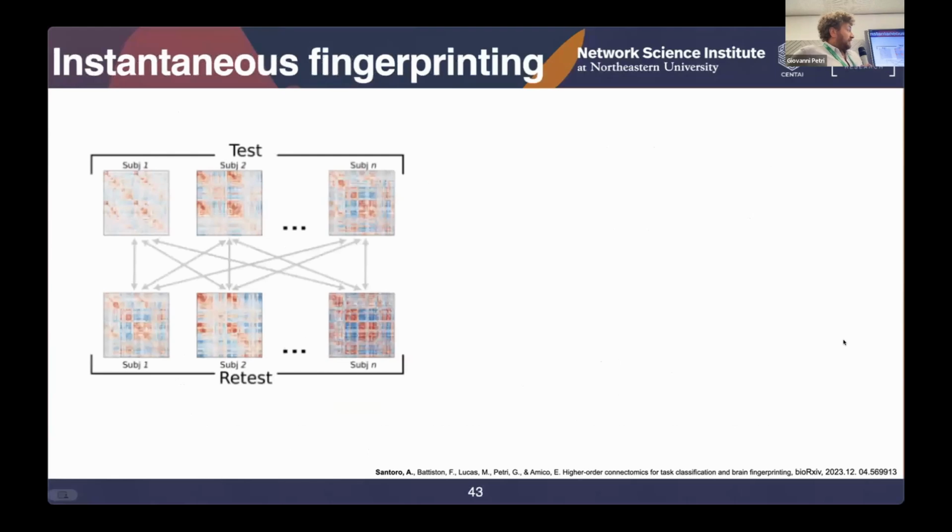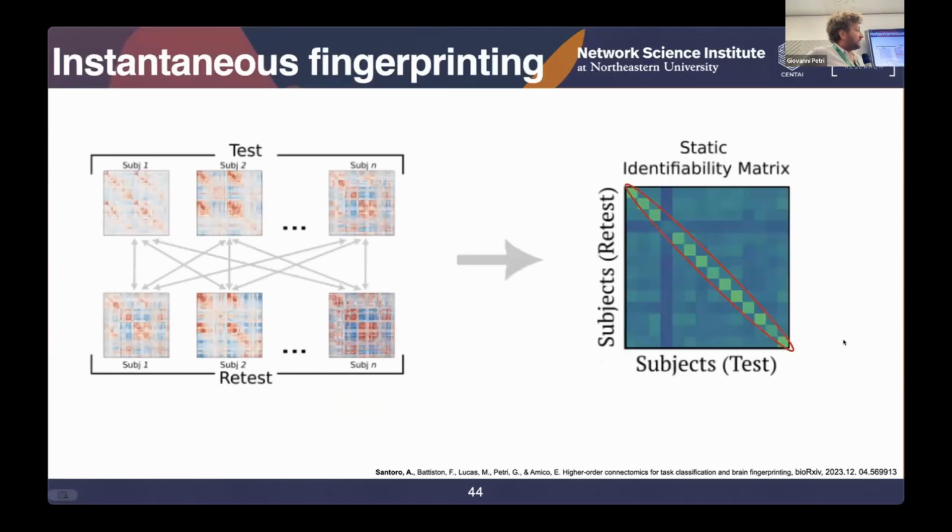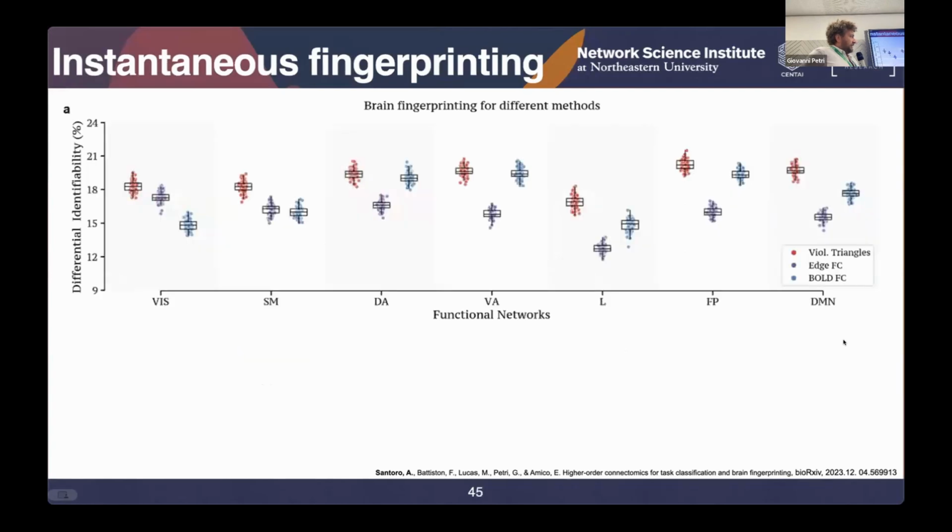Then, of course, you can go back and do the same game with fingerprinting, right? So you end up with something that looks like an identifiability matrix. Again, my apologies, different sets of people do this. Some people like effect size, other people like something they call IDIF, but the idea is the same. And the result is pretty surprising.